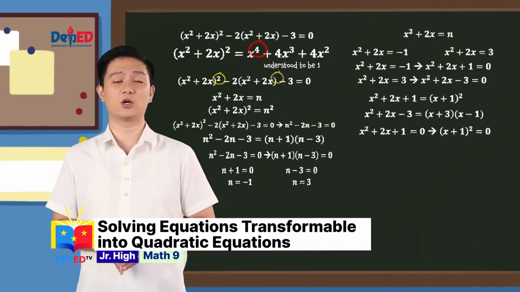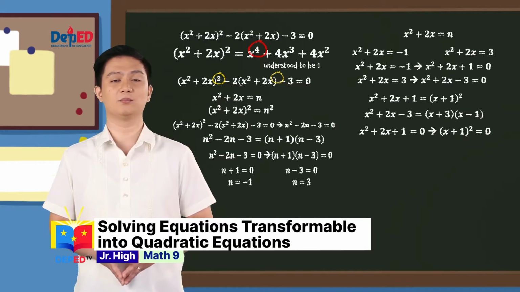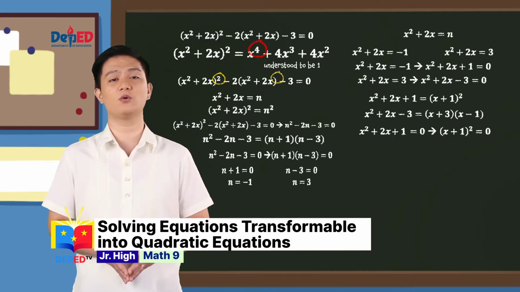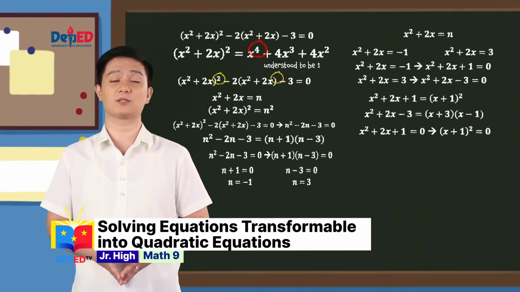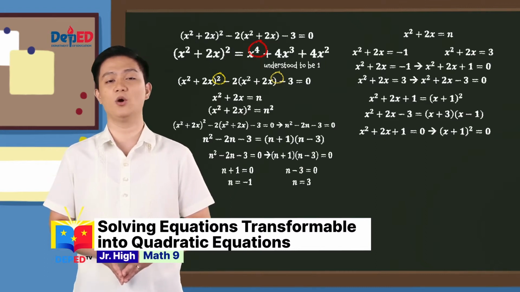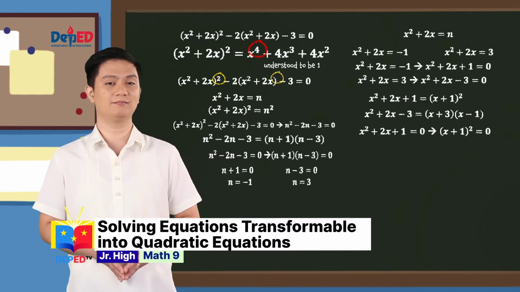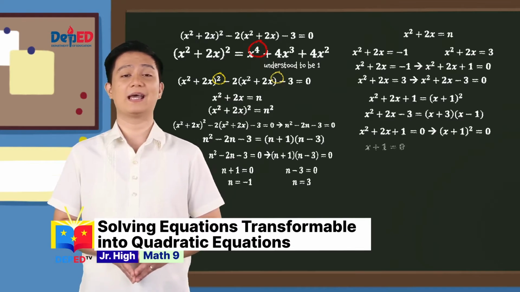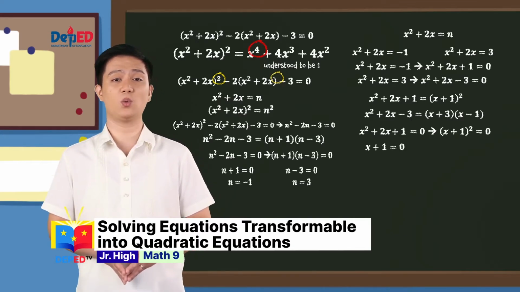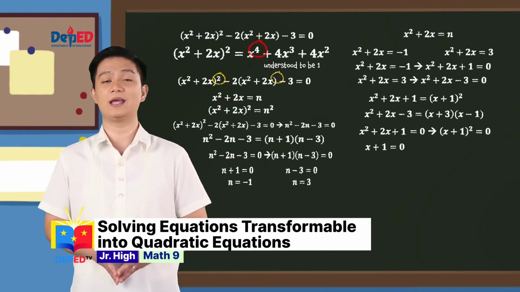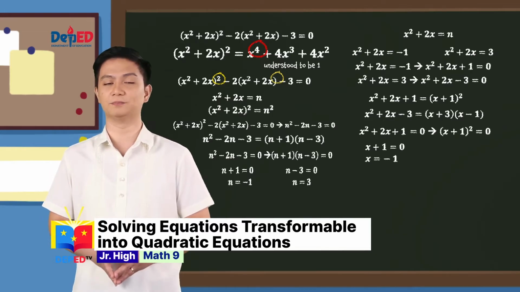Therefore, the equation x squared plus 2x plus 1 equals 0 will now be written as x plus 1 quantity squared equals 0, which can be solved by extracting square roots. Hence, the equation x plus 1 equals 0. X must be equal to negative 1.